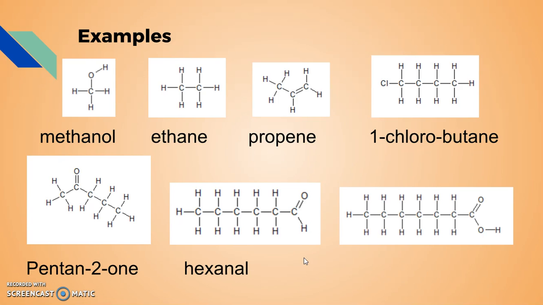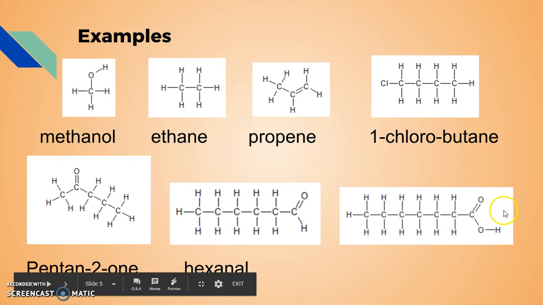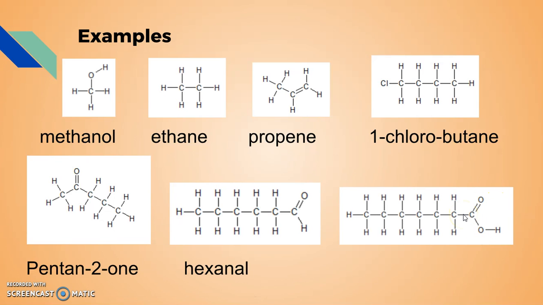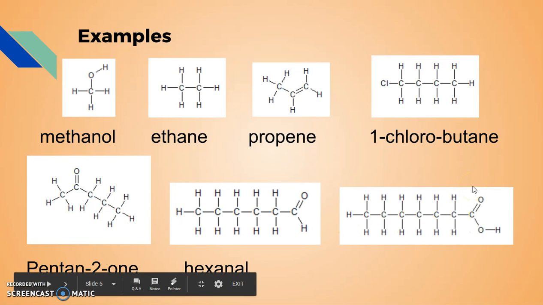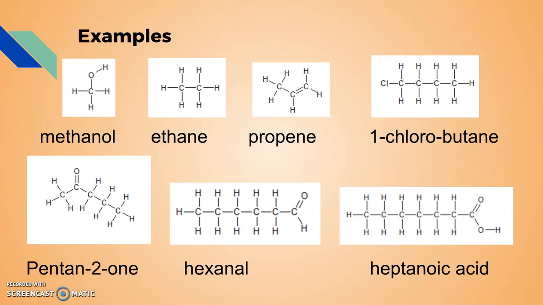Our last example, in this case a carboxylic acid at the end, showing us that this will end in anoic acid, again a functional group that we do not have to indicate, consisting of 7 carbons, telling us that this is going to be heptanoic acid.